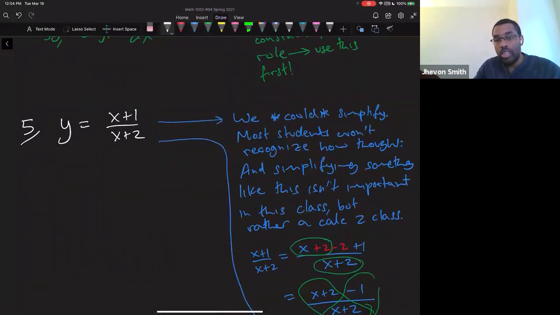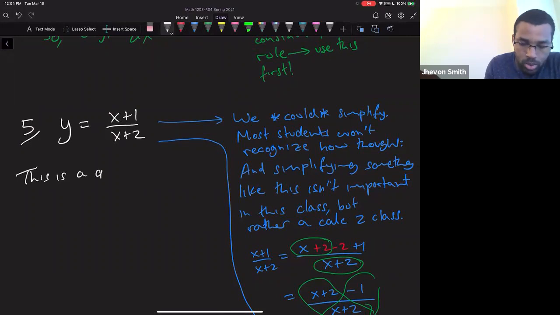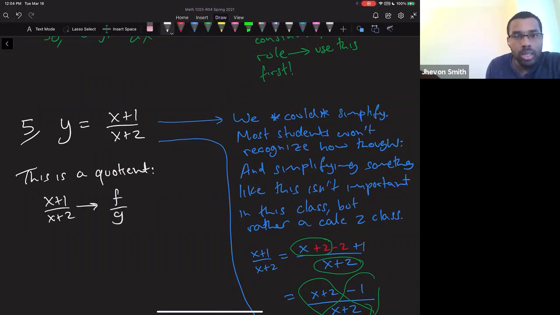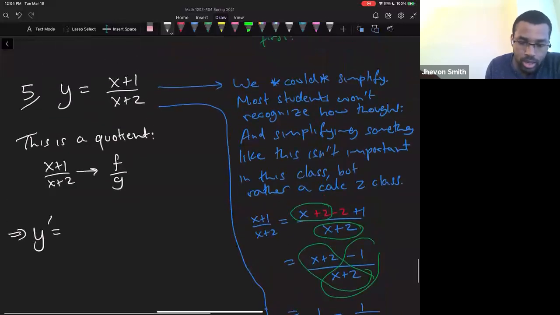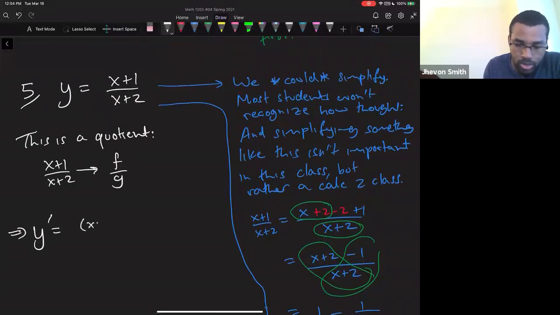However, I would see a division. So this is a quotient, right? I have x plus 1 over x plus 2. That's like my f over g. And so I want to do the quotient rule. So this is going to mean y prime is the bottom times the derivative of the top minus the top times the derivative of the bottom over the bottom squared.